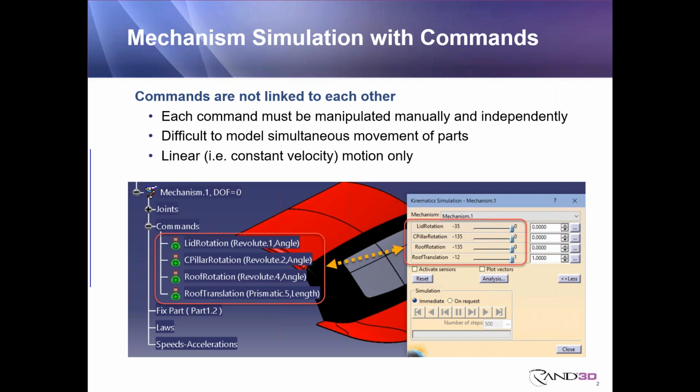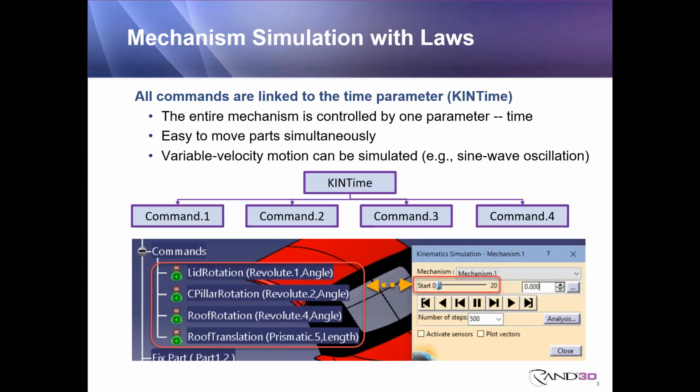Instead of using simulation with command, you can do simulation with laws. And the way it works, you essentially link all your commands to a single parameter, the time parameter. In CATIA mechanism, it has a name, kinematic time. So this way you control your entire mechanism by just one parameter, which is time. It makes it easy to move parts simultaneously. And also you can simulate variable velocity motion, such as parabolic acceleration or other options.